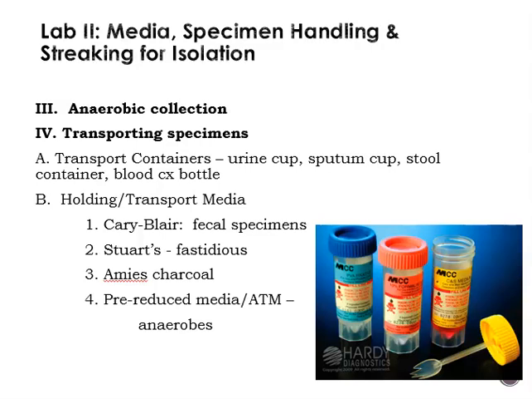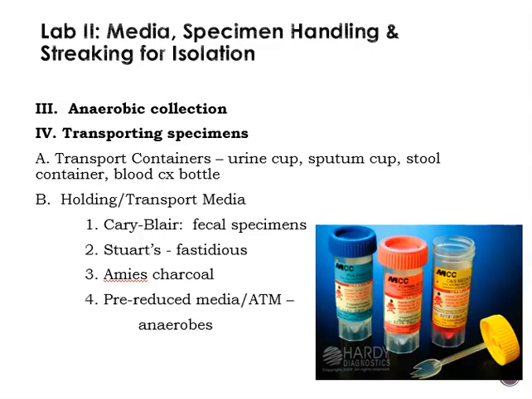So Cary-Blair is one type of holding or transport media. This is for fecal specimens. It's for the recovery of GI pathogens such as Salmonella. Stuart's is another, commonly used for transporting specimens suspected of having gonococci, which causes gonorrhea. Also used for transporting throat, vaginal, wound, and skin swabs that might contain fastidious organisms. And fastidious organisms are just those that are a little more finicky with their growth requirements. They may need a little additional supplement or something that helps them to grow.